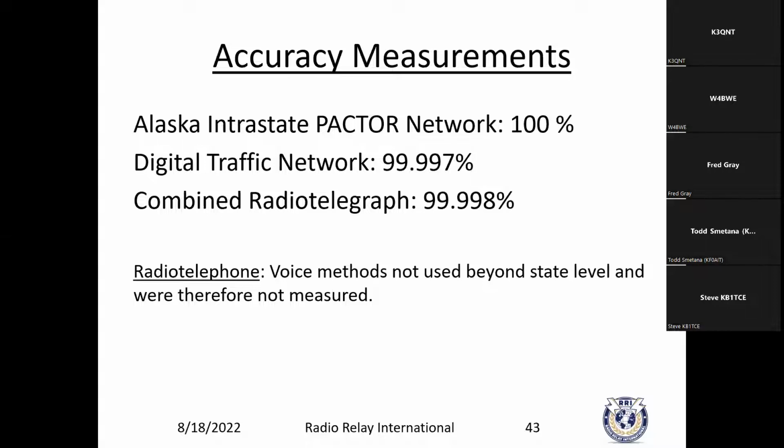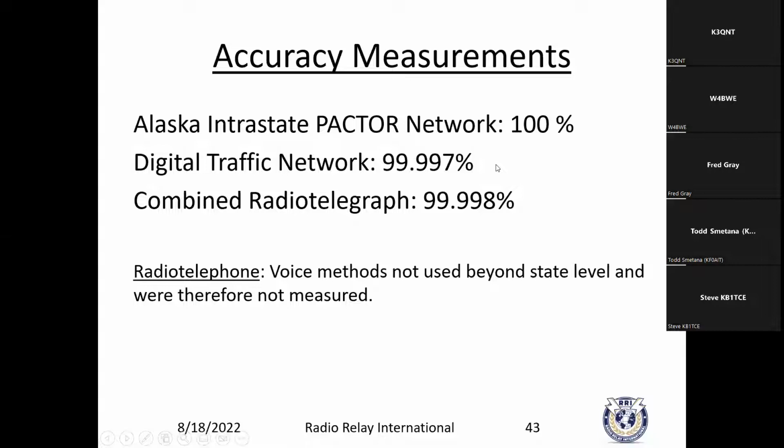One of the takeaways is that voice methods were not used beyond the state level, and therefore there was nothing to measure. The reason voice methods were not used is because the propagation conditions were so poor at the bottom of the sunspot cycle. It just happened to be a really bad RF propagation time when the exercise was conducted. Nobody could communicate on single sideband, so it was never used. It just didn't have the resiliency to deal with the propagation conditions. So pretty much everything moved by digital and CW. Again, pretty interesting results here.